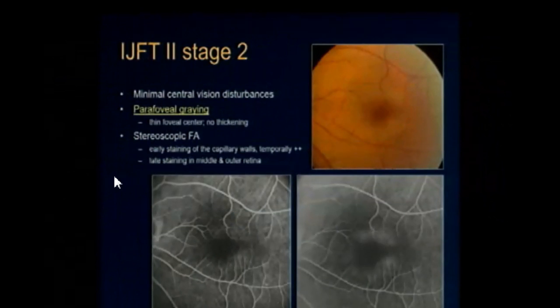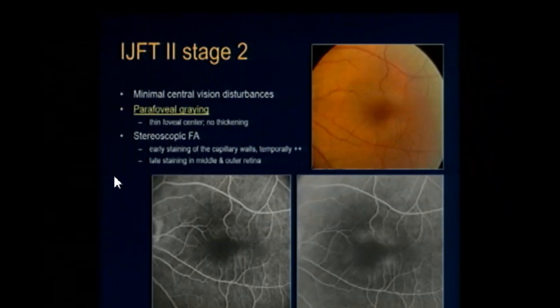Stage 2 is when it becomes a little more obvious. You have perifoveal graying, okay? Perifoveal graying. And if you do a nice OCT in a patient who has good media, you may be able to see an enhanced visibility of the capillary network around the fovea, all right?